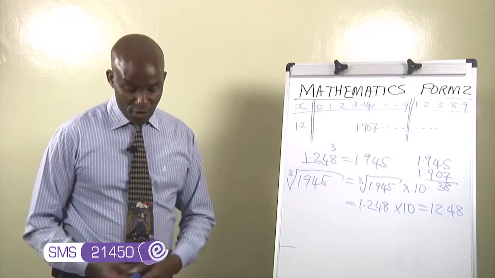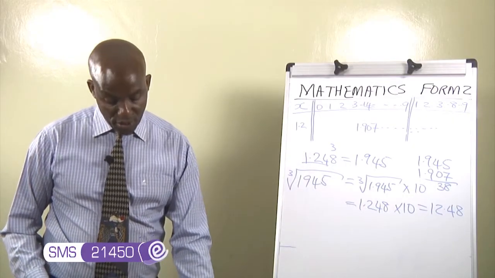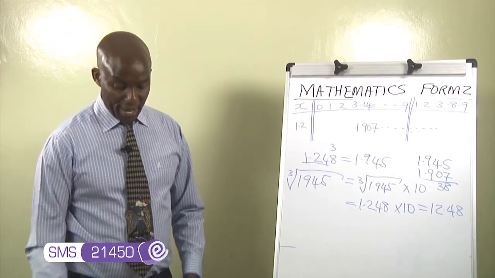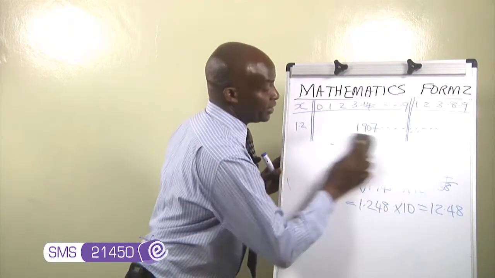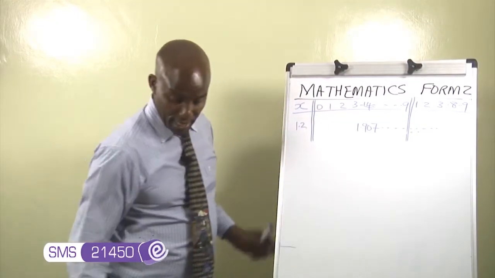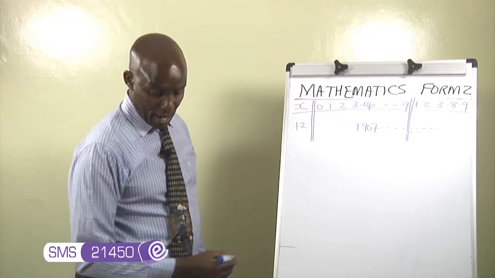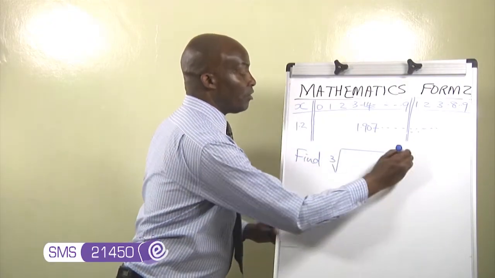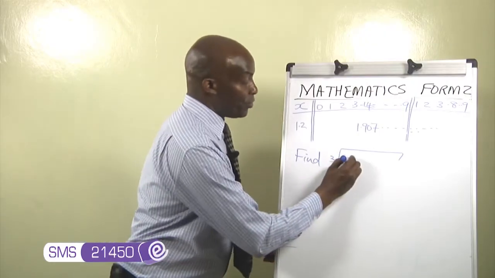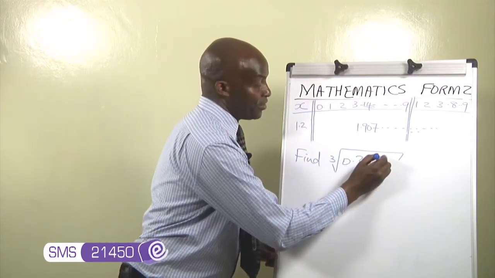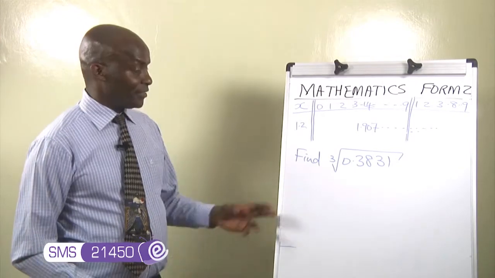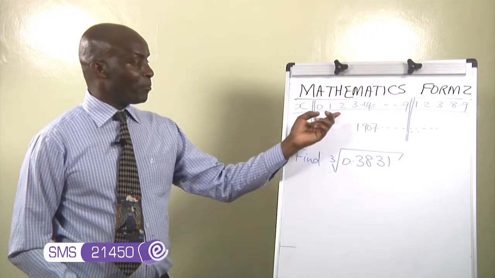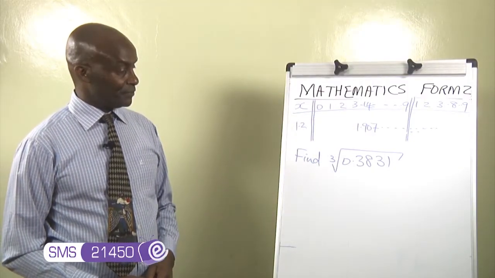We are now left with getting the cube root of a number that is less than 1. A number that is less than 1. So let me give you an example. Find the cube root of 0.3831 from the cube tables.